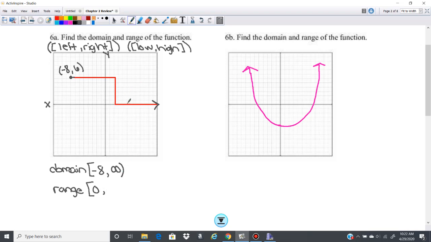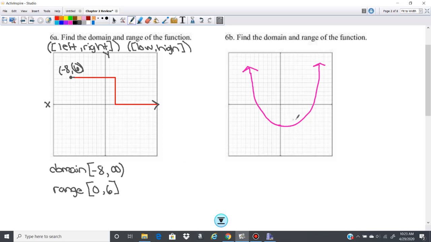So you have all of these points here. These all have a y value of 0. Then you're coming up here, and then this is all a y value of 6 right here. So your highest point is 6. So your range here is 0, 6, both with brackets because these are actual touching points of this graph.